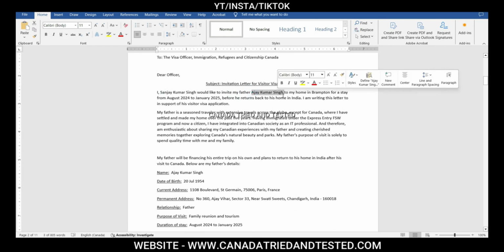So each person or the parent will have a separate letter like this. So for father, this will be the one. If mother is coming, this will be the one. Same with brother, sister, whoever it is who is coming to my home in Brampton for a stay, the duration is mentioned, before he returns back to his home in India. I'm writing this letter in support of his visitor visa application.